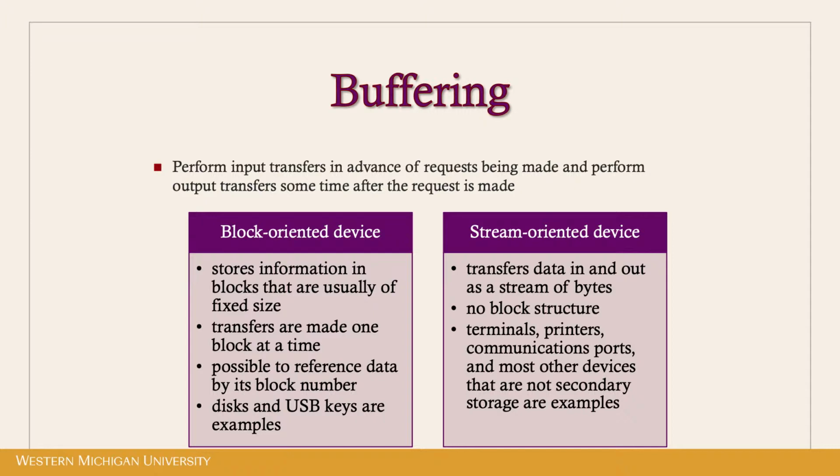Another thing that we want to keep in mind for I/O is buffering. Perform input transfers in advance of requests being made and perform output transfers sometime after the request is made. For a block-oriented device, we store the information in blocks that are usually of some fixed size. We transfer things one block at a time, and we can reference data by its block number. Disks and USB keys are examples. For stream-oriented devices, we transfer data in and out as a stream of bytes. There's no block. Terminals, printers, communication ports, and most devices that are not secondary storage are examples of this.